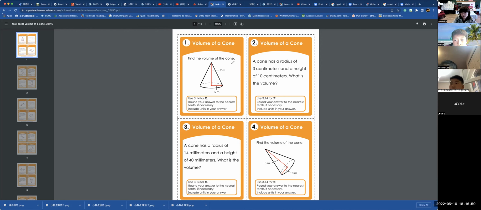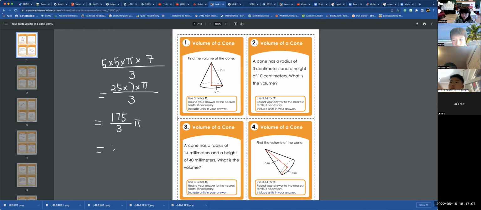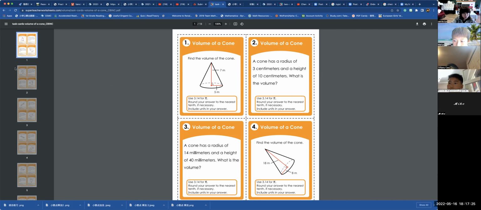So find the volume of the cone. This one's easy. 5 times 5 times pi times 7 over 3, right? So it's 25 times 7 times pi over 3. So equals 175 over 3 pi. So equals 58 and 1 over 3 pi meters cubed. Okay, these ones are nothing. I want to show you another good question.